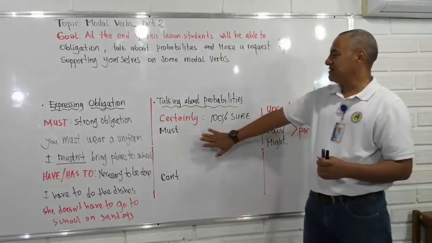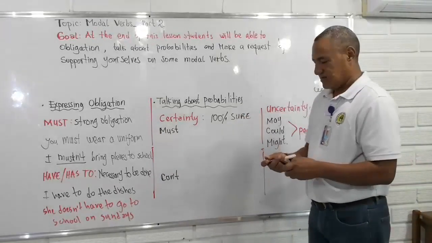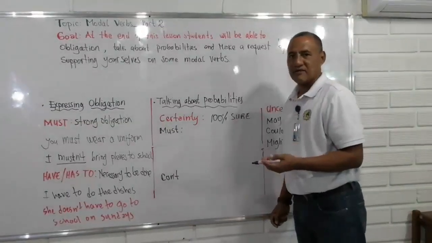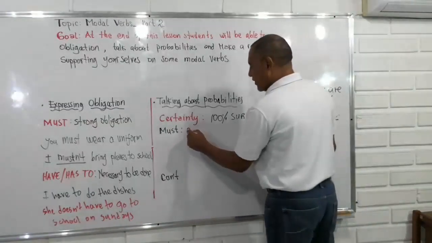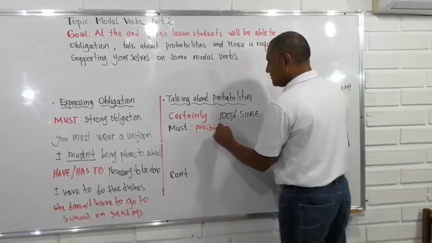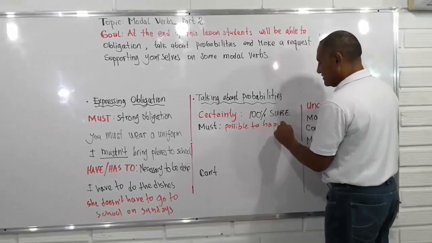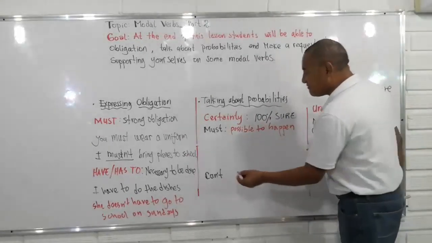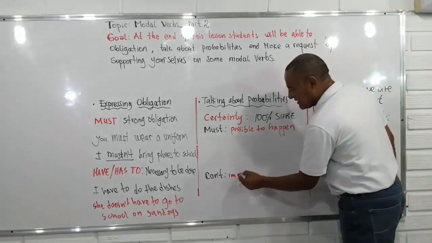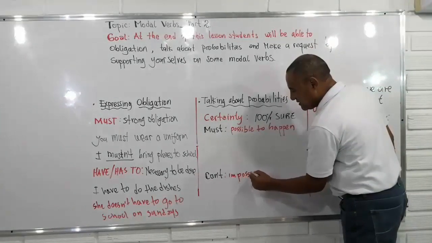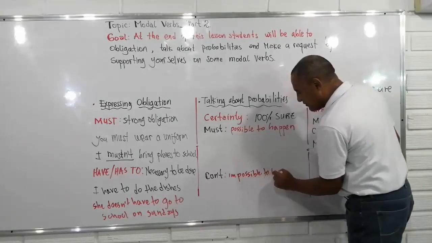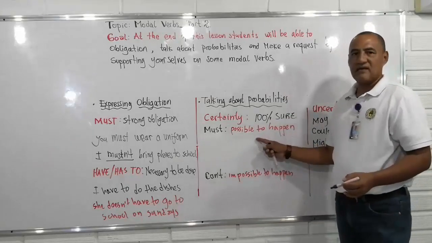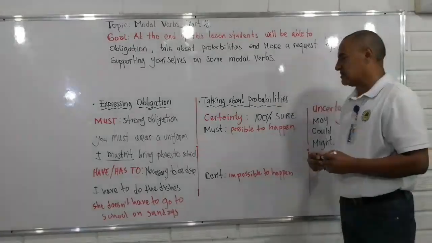Alright. Then we use must when something is possible to happen. Yeah, possible to happen. Alright? And can, in this case, is impossible to happen. Es imposible to happen. Imposible que suceda. O sea, estamos 100% seguros de que suceda acá y acá de que no.